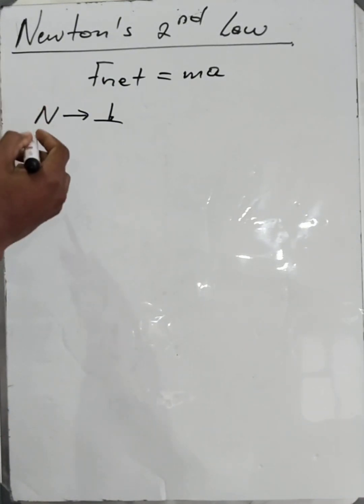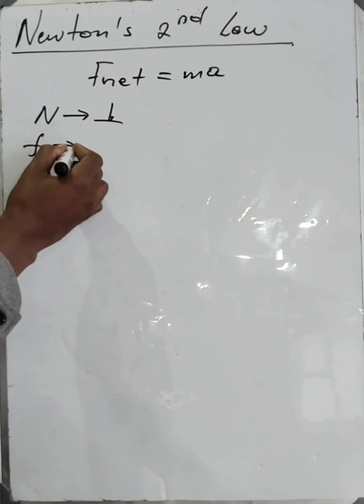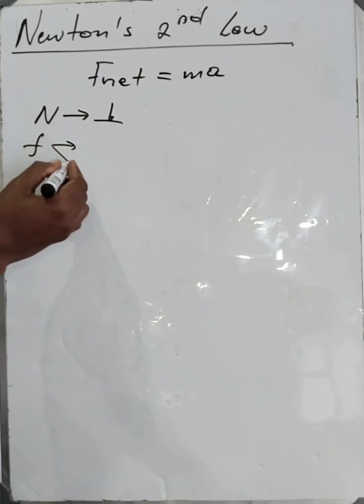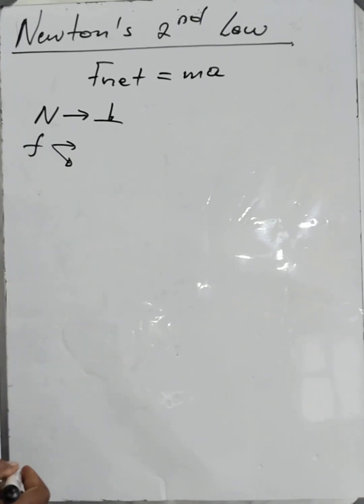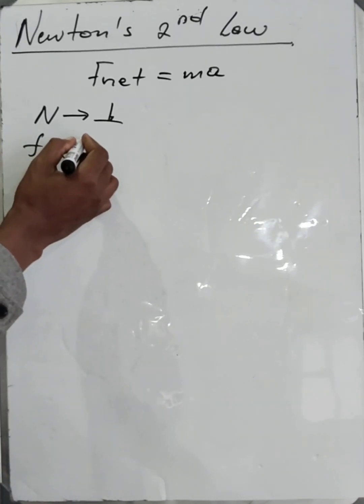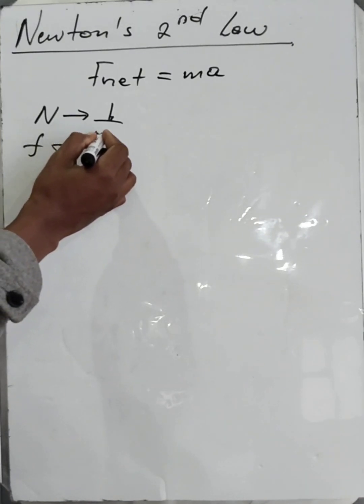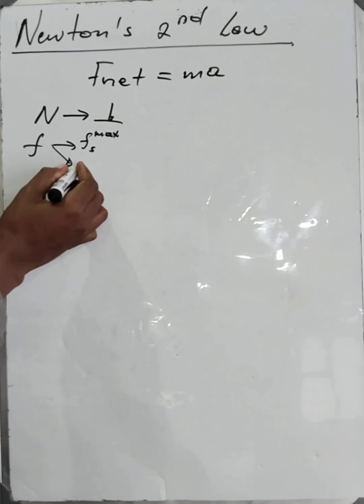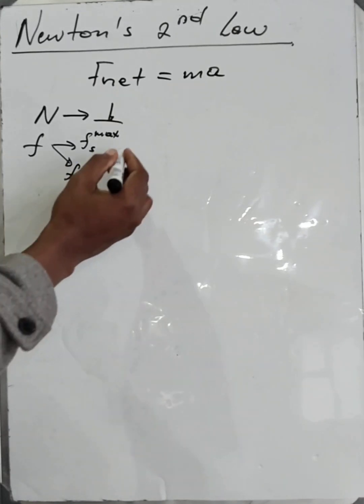Then we also have a frictional force. Frictional force is a force that opposes the motion of an object, and it always acts parallel to the surface. So a frictional force will have a maximum static friction. We also have a kinetic friction.